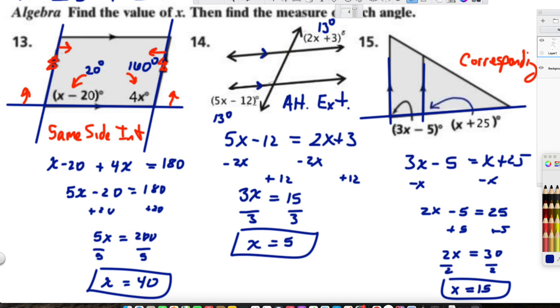So I'm going to put 3 times 15 is 45, minus 5 is 40. And then 15 plus 25 is 40. Again, these are not to scale.